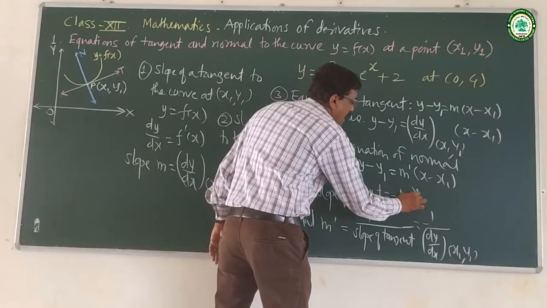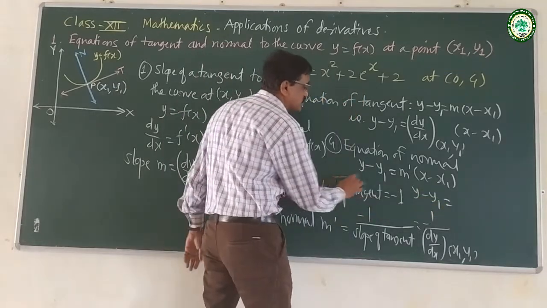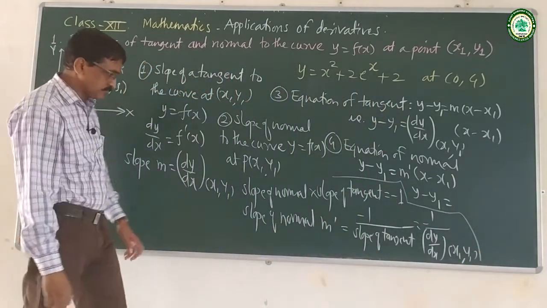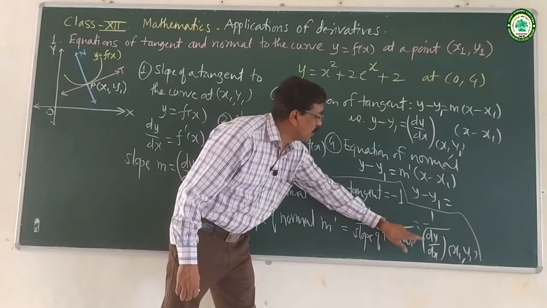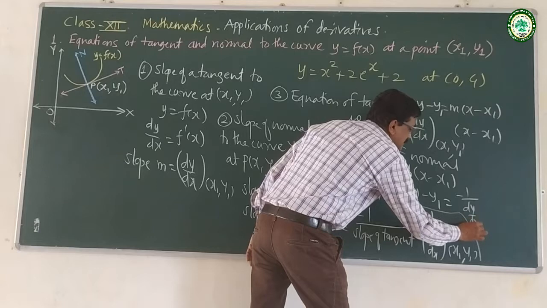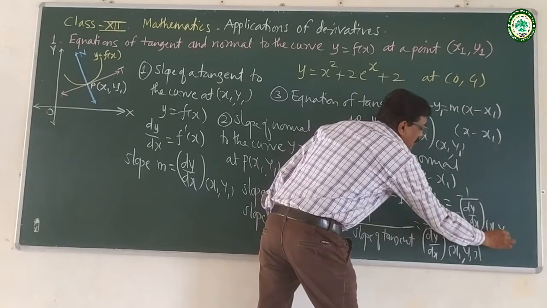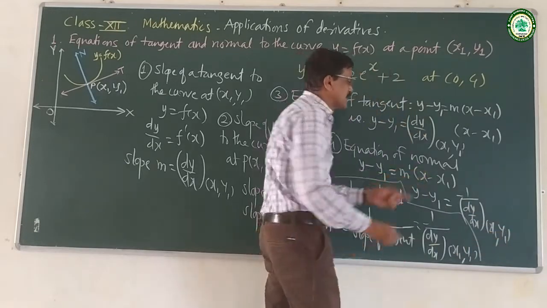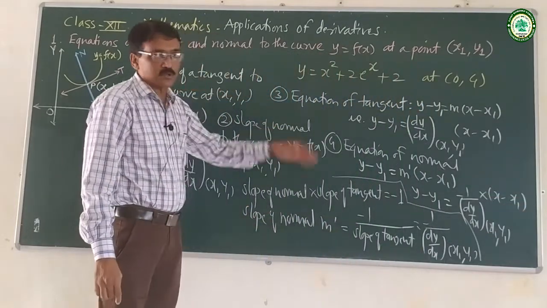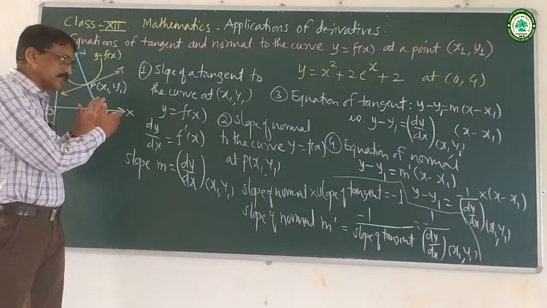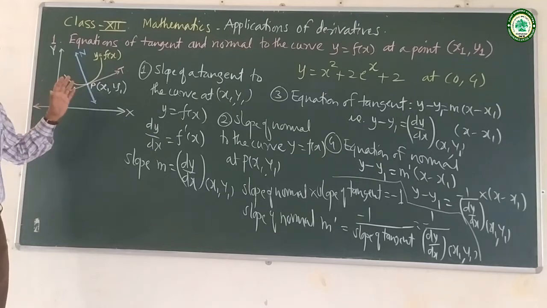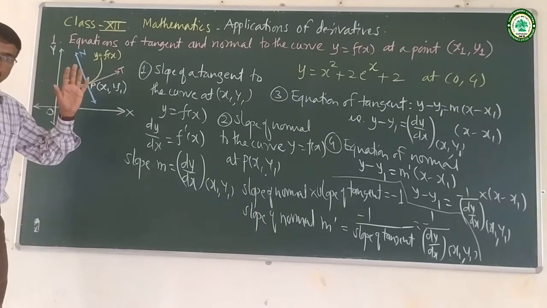That is y minus y1 is equal to, what is m dash? M dash is minus 1 upon dy by dx. So minus 1 upon slope of tangent dy by dx at the point x1 y1 into x minus x1. So this gives us equation of normal to the curve. Using these four formulae, we can find equation of tangent and normal to the given curve at the given point.